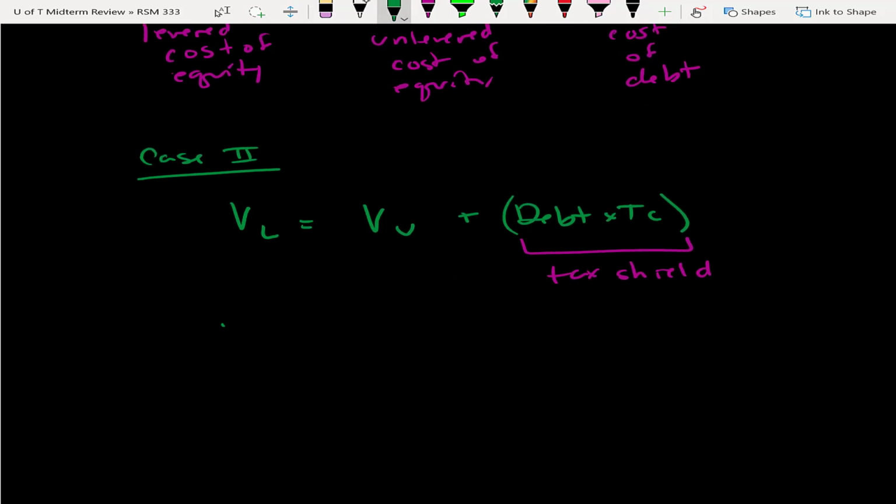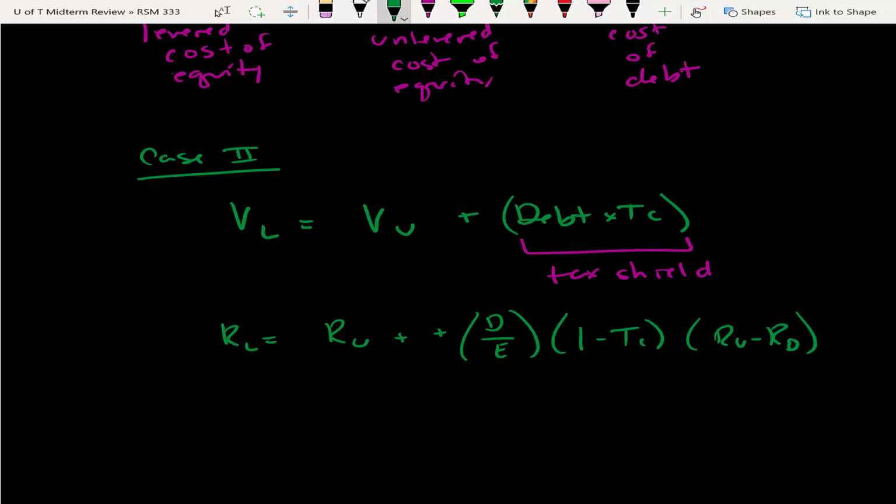And the formula for the levered cost of equity is very similar to the one we just did. It's the unlevered cost of equity plus debt over equity. Now we put the 1 minus the tax rate times RU minus RD. So it's the same formula. Technically, you could use this one and the first one as well and just put tax rate as 0, and then you end up with the formula that we had for the first one. So we'll end it there for week 5, and that's everything that's on the midterm. And then next class, when we do case 3, that'll be part of the final exam.